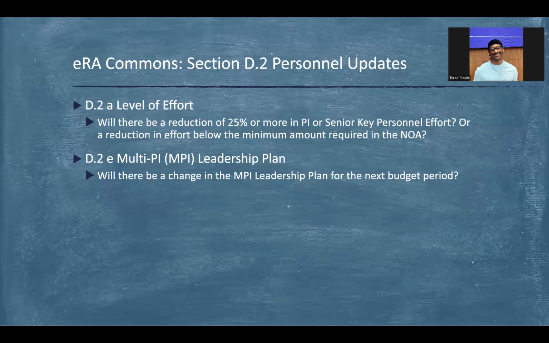And then in section D2E, it's just a question about the multi-PI leadership plan. Is there a change in the MPI plan for the next budget period? The options are NA, yes, and no. So if there is no MPI leadership plan, then obviously you would choose NA, but otherwise, yes or no if there's a change.